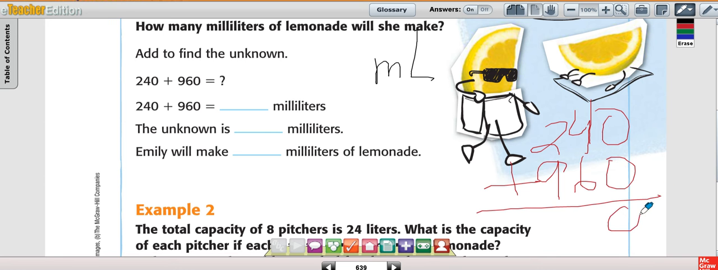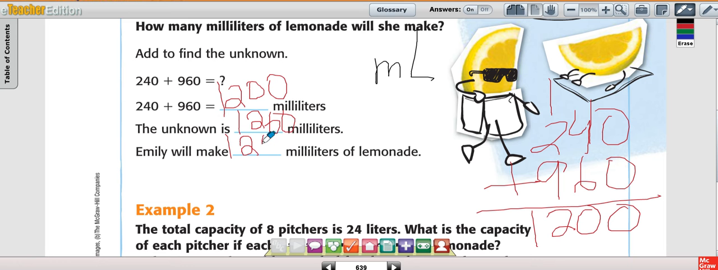0 plus 0 is 0. 4 plus 6? 10. I put the 0 down, then I carry the 1. 2 plus 9 is 11 plus the 1 that I carried? 12. Okay, so if I add 240 plus 960, I get 1,200. So she'll make 1,200 milliliters. So the unknown is 1,200 milliliters. So Emily will make 1,200 milliliters of lemonade. That's a lot.